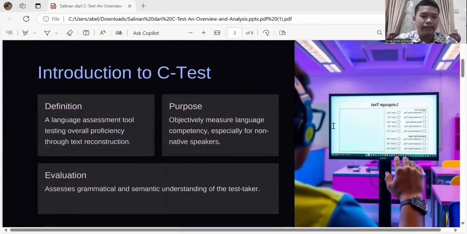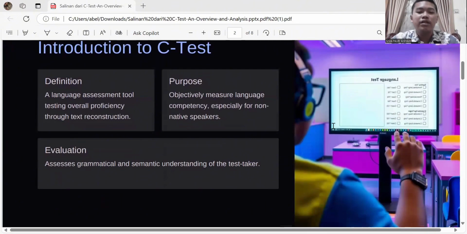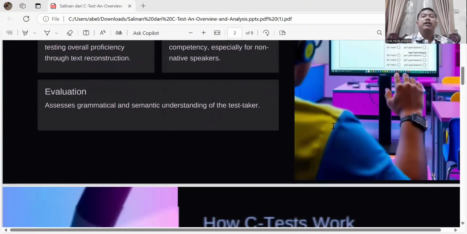Introduction to the C-test. Definition: a language assessment tool testing overall proficiency through text reconstruction. Purpose: objectively measure language competency, especially for non-native speakers. Evaluation: assessment of the grammatical and semantic understanding of the test taker.